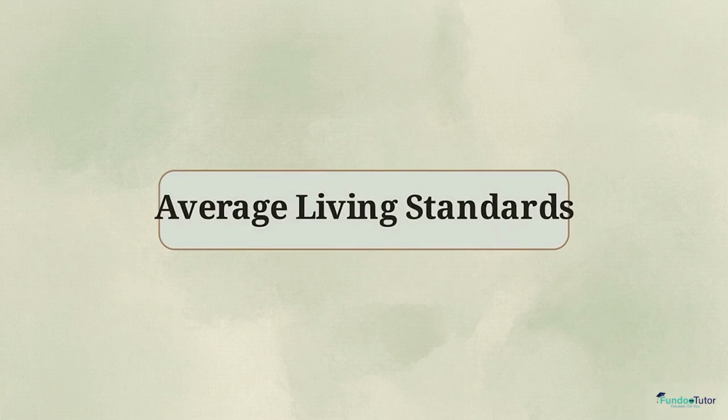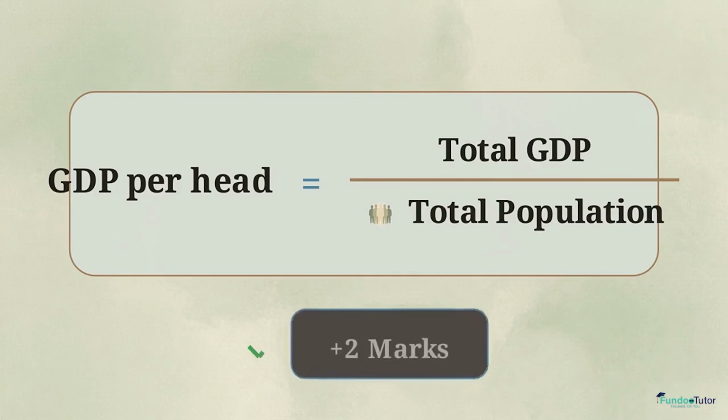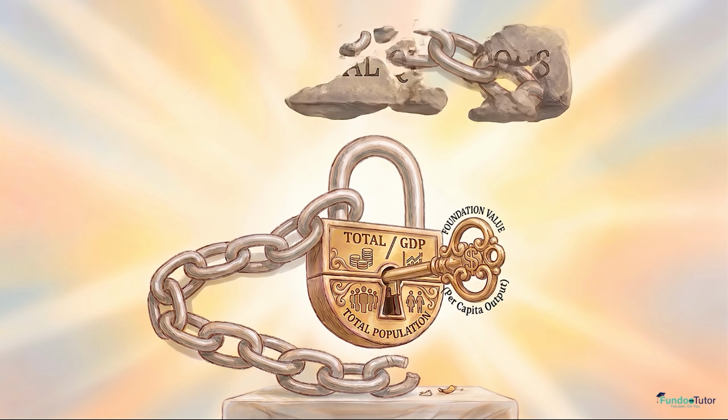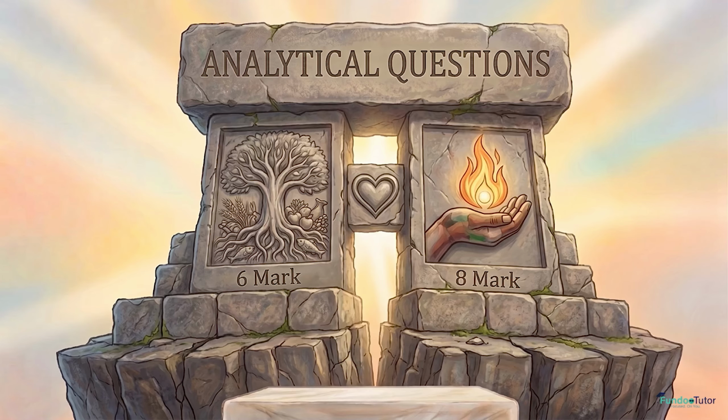To measure average living standards, we switch to GDP per head. You can secure the full 2 marks for this definition simply by writing the correct formula: total GDP divided by the total population. Locking in these precise definitions gives you the foundation. We will use these exact concepts to build the structure for the 6 and 8 mark analytical questions coming up.